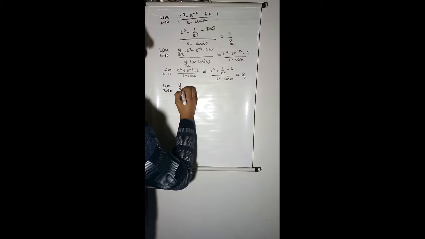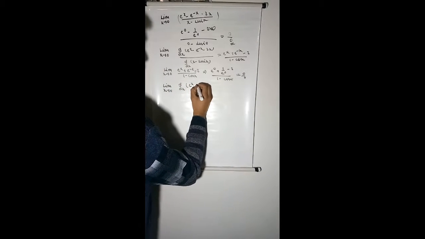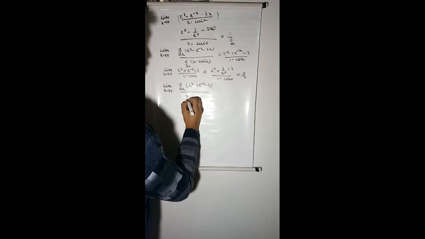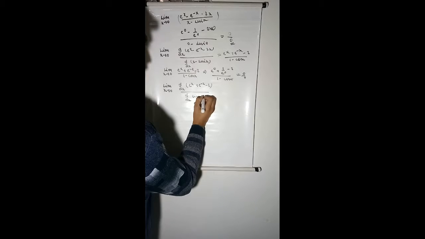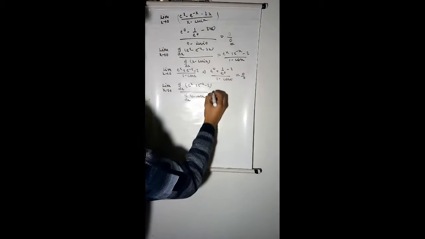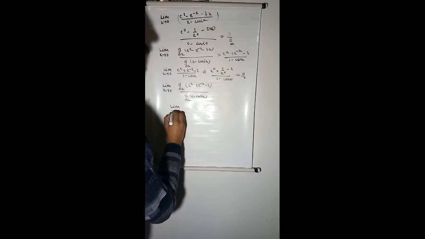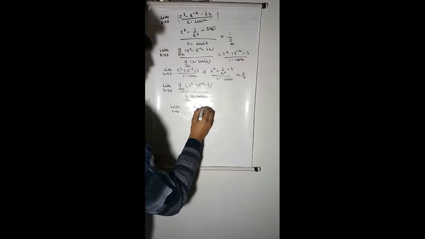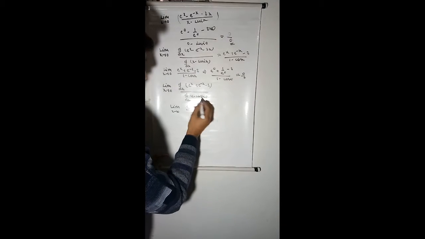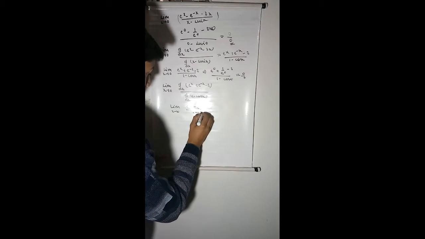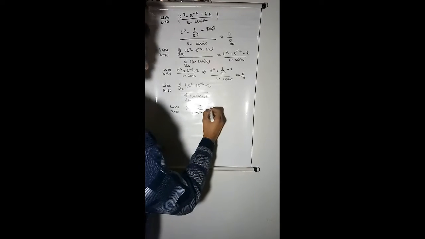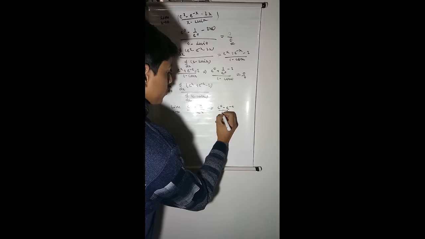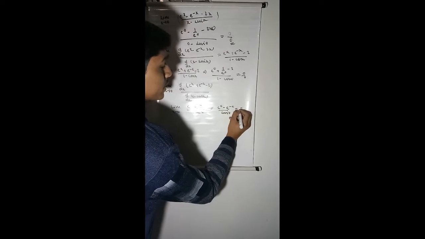So we again apply L'Hospital to this function. d over dx of e to power x plus e to power minus x minus 2, upon d over dx of 1 minus cos x. Differentiation gives e to power x minus e to power minus x upon sin x. Now apply e to power 0 minus e to power minus 0 upon sin 0. Still we are getting 0 upon 0.